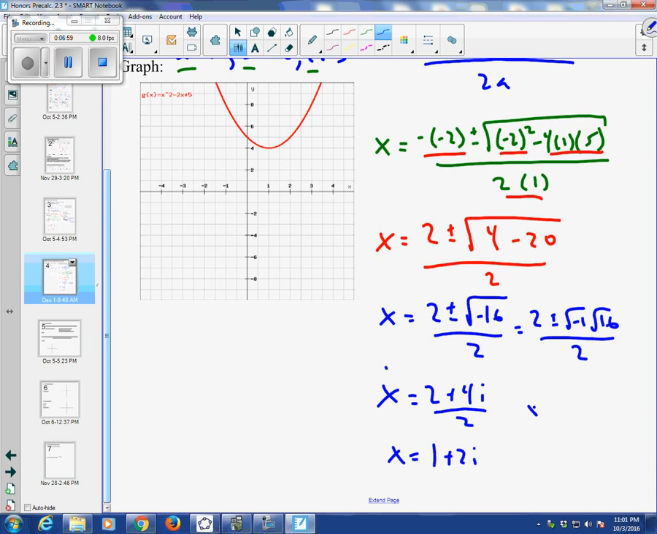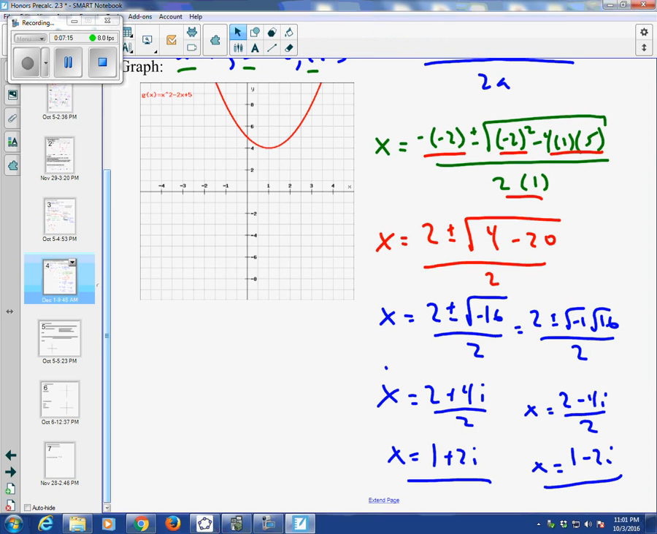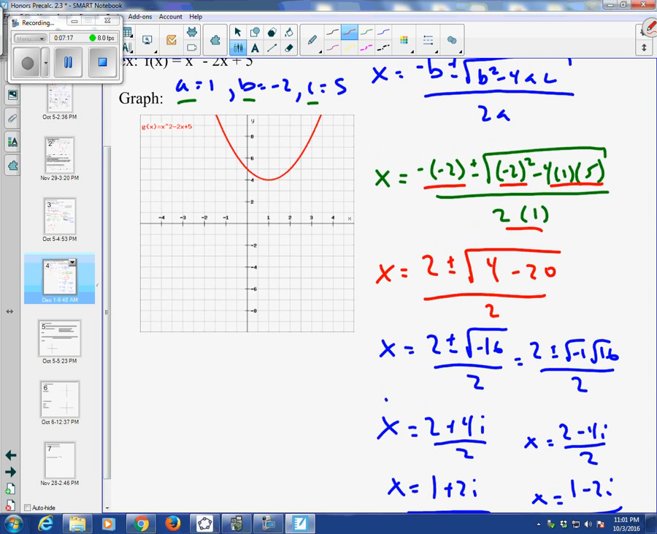And right here, we would also have x equals 2 minus 4i over 2, which we would simplify to x equals 1 minus 2i. Now, these are imaginary numbers, right? And imaginary numbers have no place on a number line, specifically the x-axis, right? So basically right here what we're saying is our zeros are imaginary.